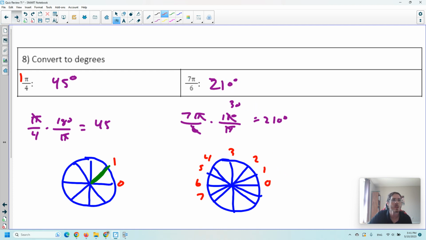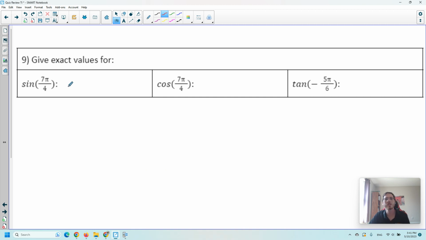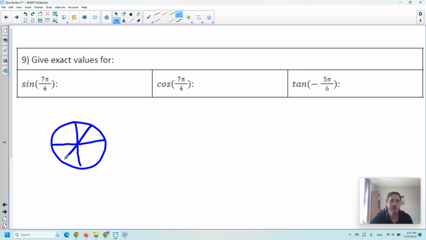That's it. For number 9, it says give the exact values. So what we want to do is come up with our circles again. So I do need to draw the circles. First 2, I think I'll be okay. Did pretty good cutting it into 8 pieces last time. So hopefully we'll cut it into 8 pieces again this time.